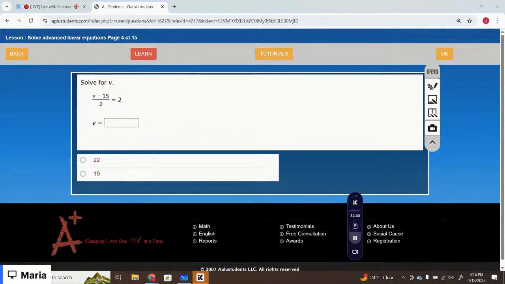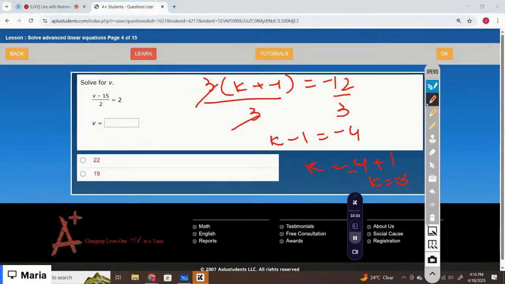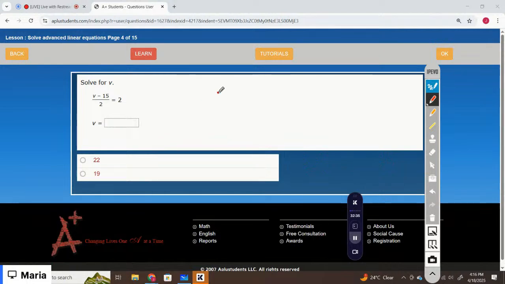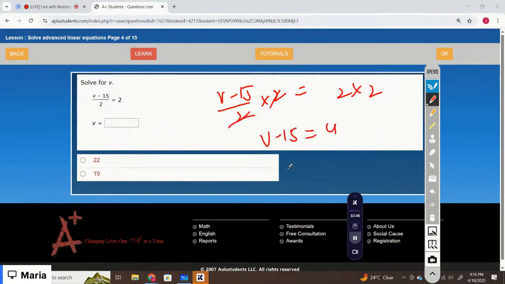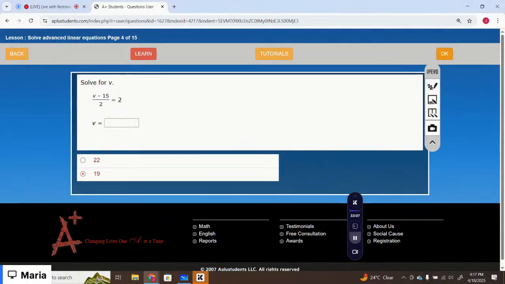Solve for v. So let's just multiply both sides by 2. So that is (v minus 15) over 2 times 2 equals 2 times 2. So 2 and 2 cancel out. So v minus 15 equals 4. So v equals, add 15 to both sides. So 4 plus 15 is 19. So the correct option is 19. Option number 2 is the correct option.